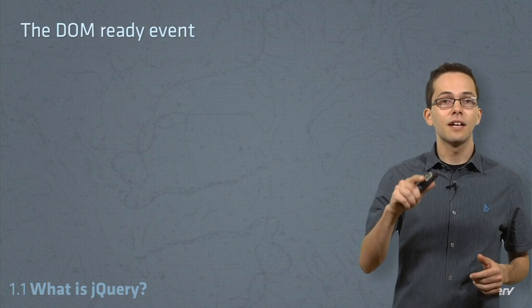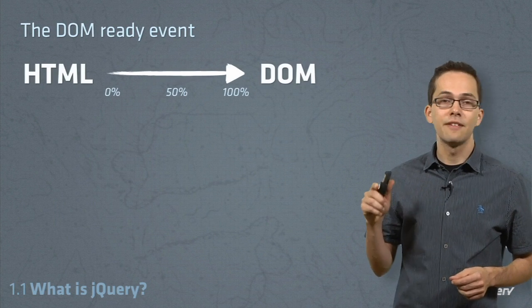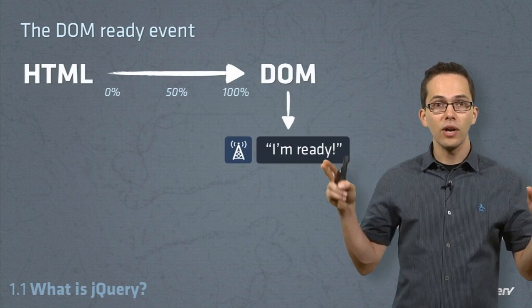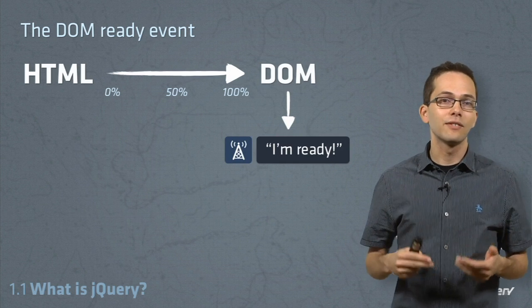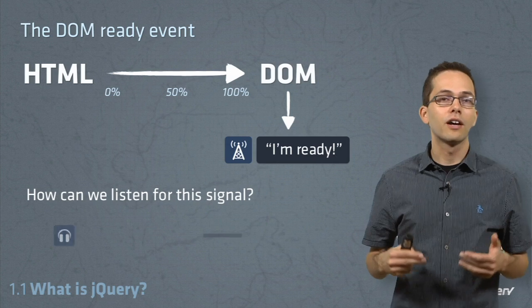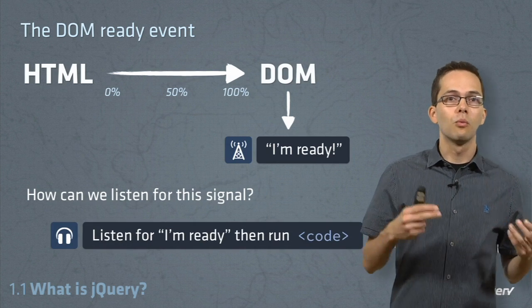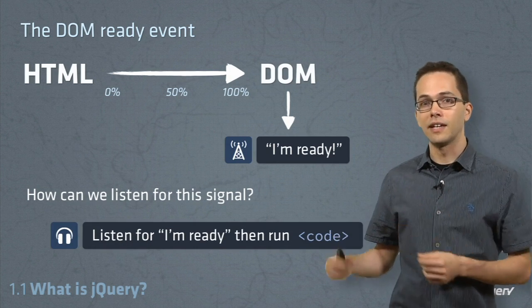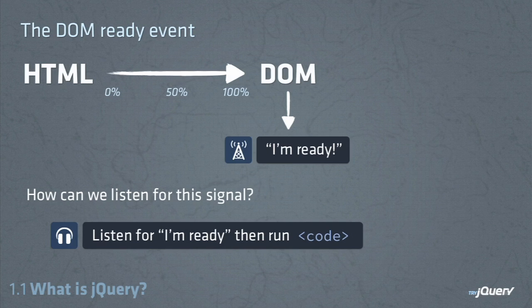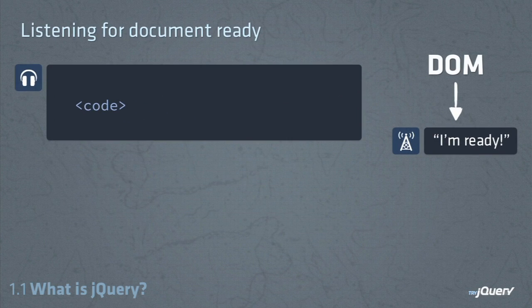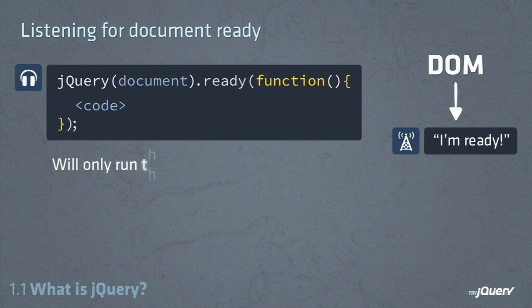It turns out that when the DOM is finished loading, it triggers an event. It says, "I'm ready." So we need to be listening for that signal, and we only want our jQuery code to run once that DOM ready event has been triggered. The code looks something like this. We write jQuery(document).ready, and then we have a function. And anything inside of that function is only going to get run once the document is ready.